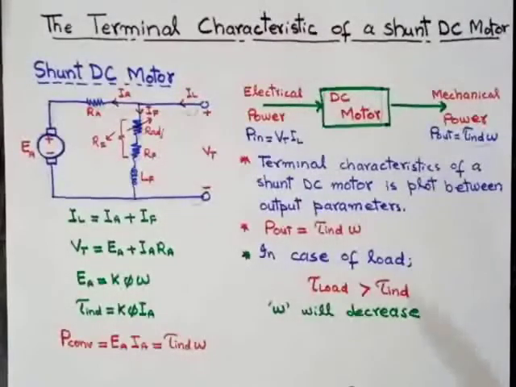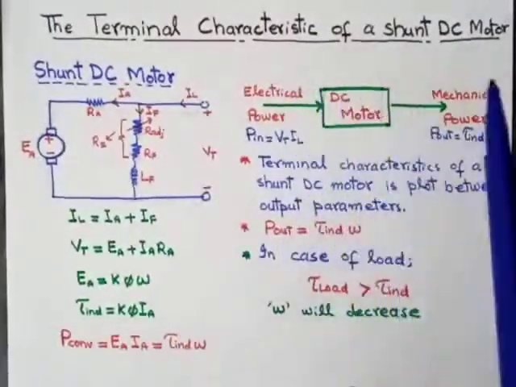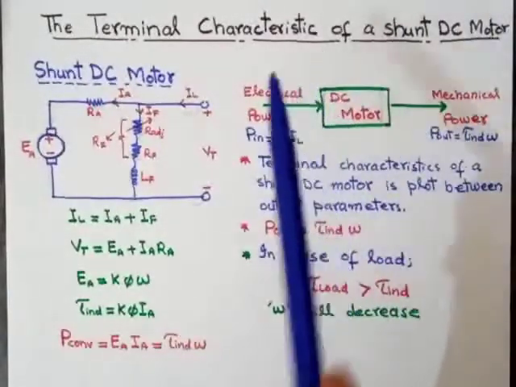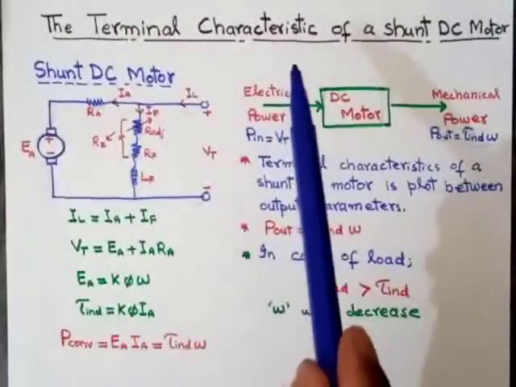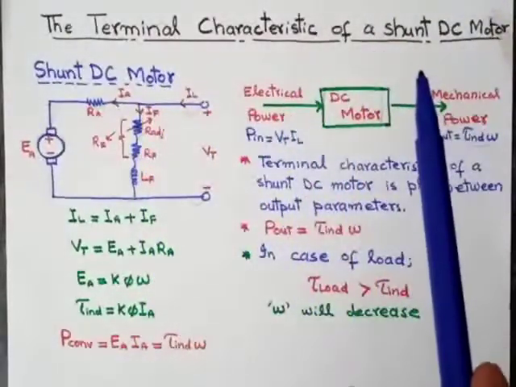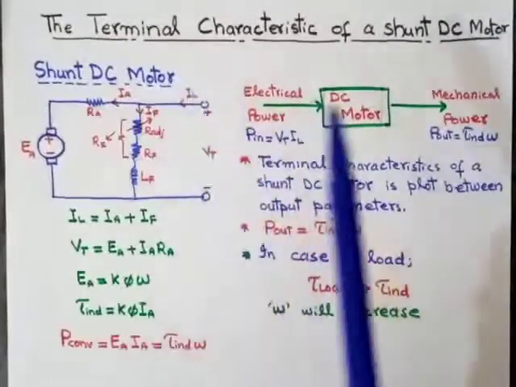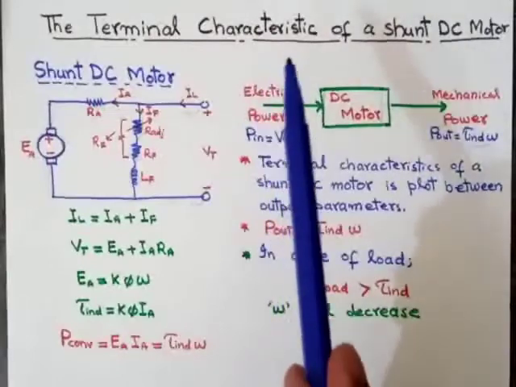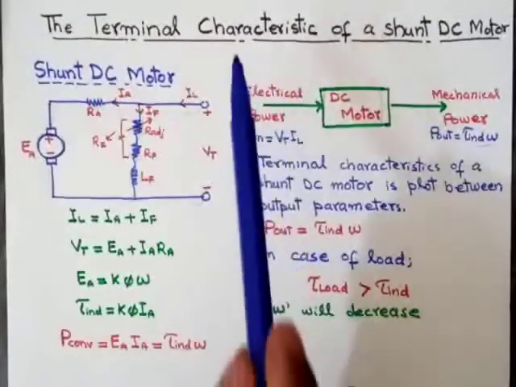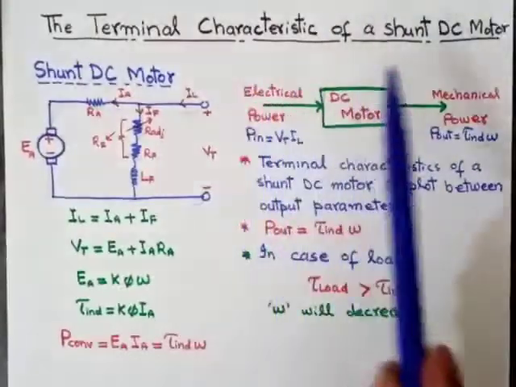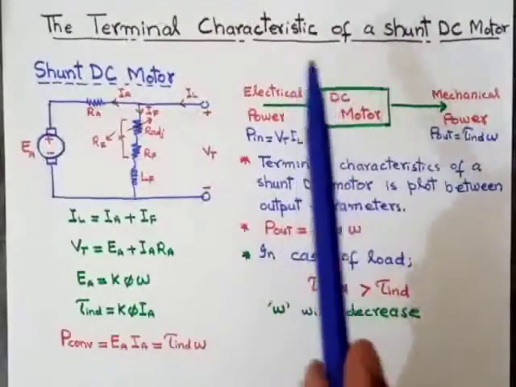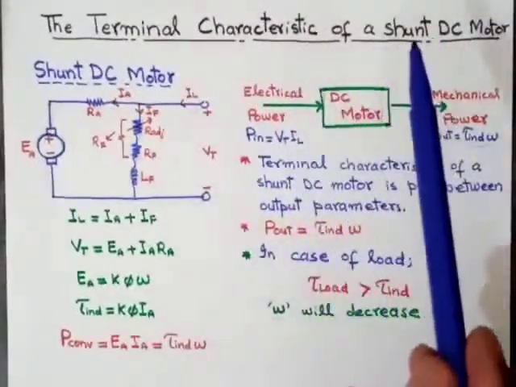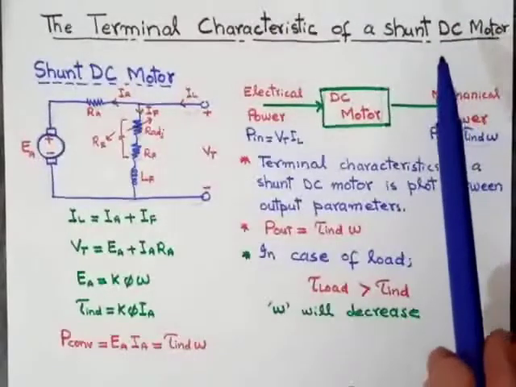Now we will discuss the terminal characteristic of a shunt DC motor. First of all, what is the terminal characteristic of a shunt DC motor? The terminal characteristic of a shunt DC motor is the plot between the output parameters of the machine. In this case, our machine is a shunt DC motor.